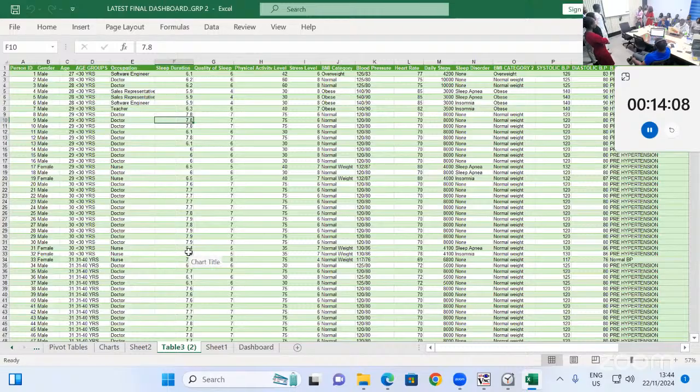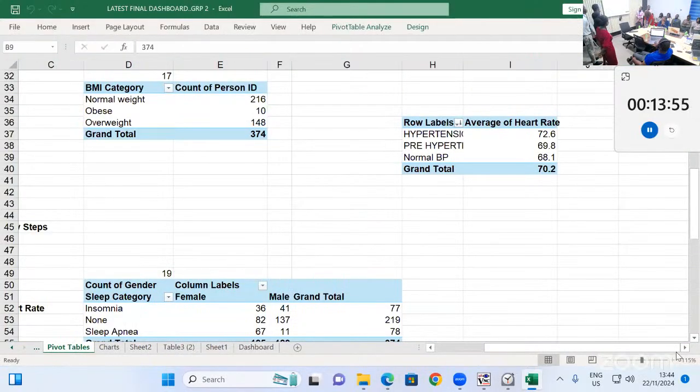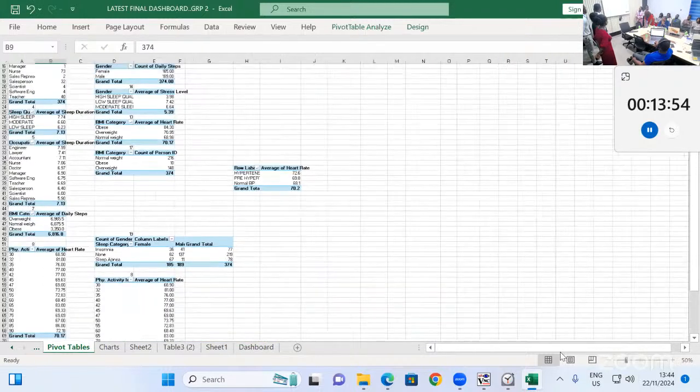Now, let's go back to the pivot table. One of the tools we used in performing our exploratory data analysis was the pivot table, where we were able to summarize the data set. We did this because we needed to create a nice dashboard for our stakeholders to understand the insights we would derive from it. So we did analysis on the sleep pattern and the heart rate, as you can see on the dashboard.